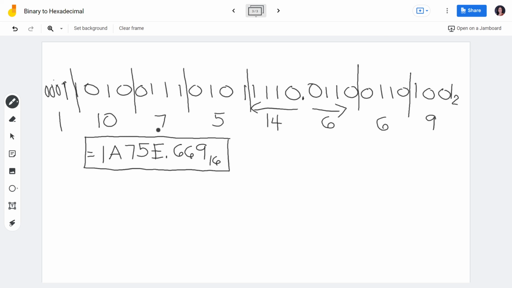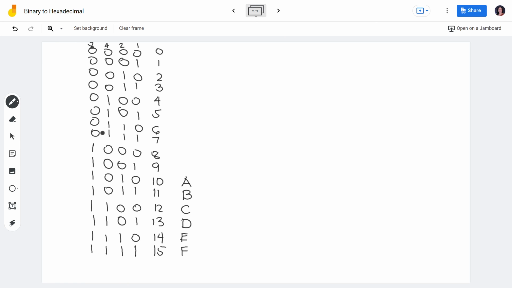So I hope that you've learned. Actually, it's very easy. It's just that you have to be familiar with the values in this table.